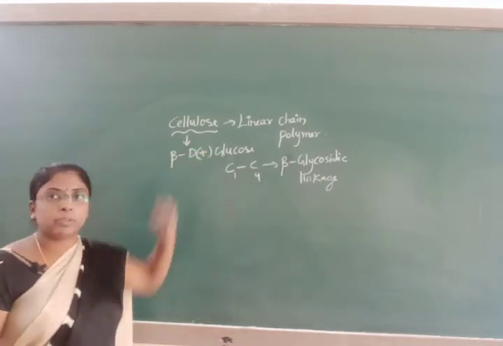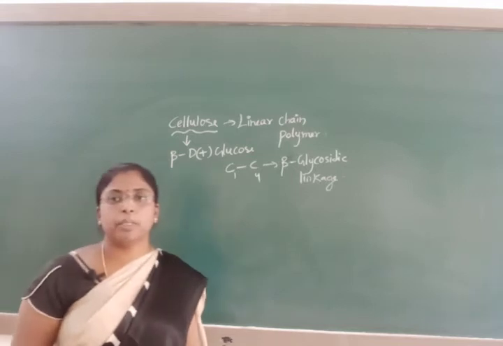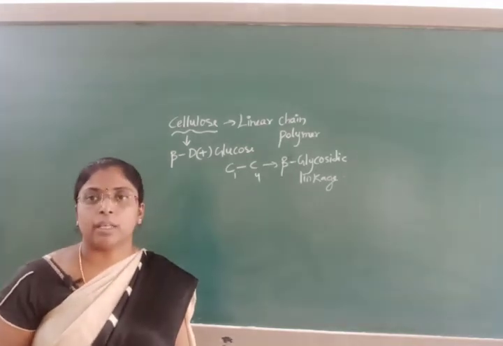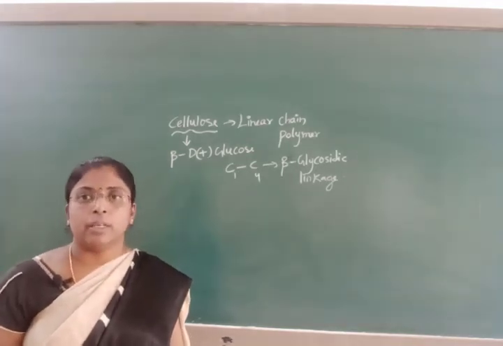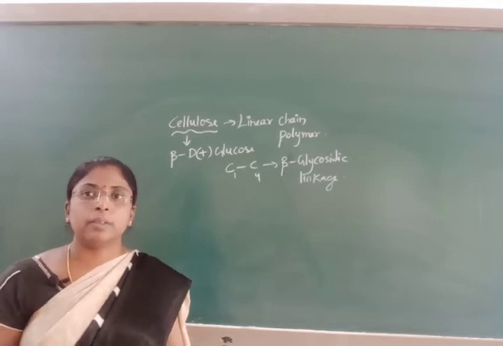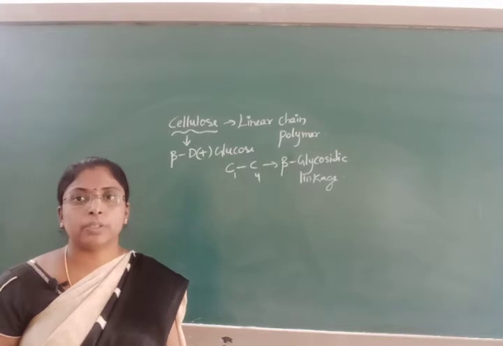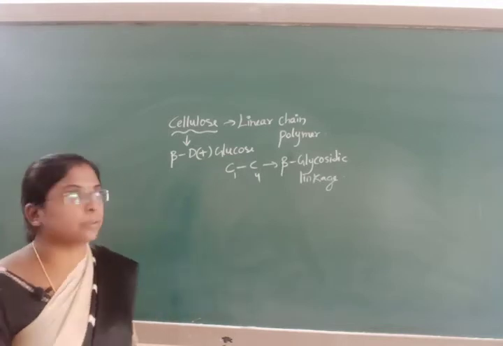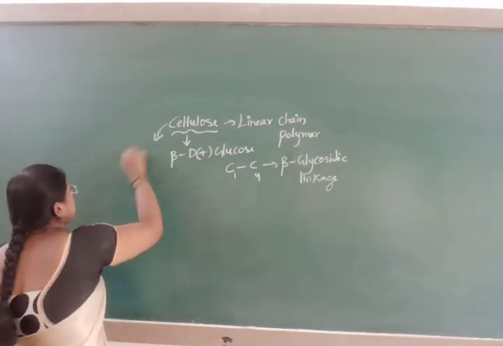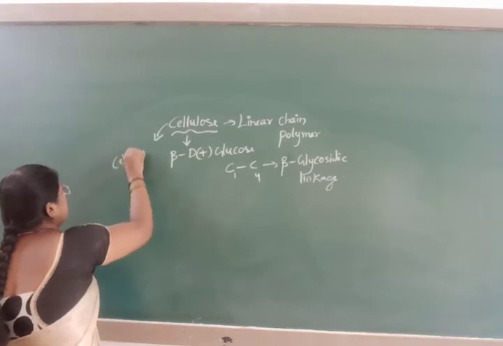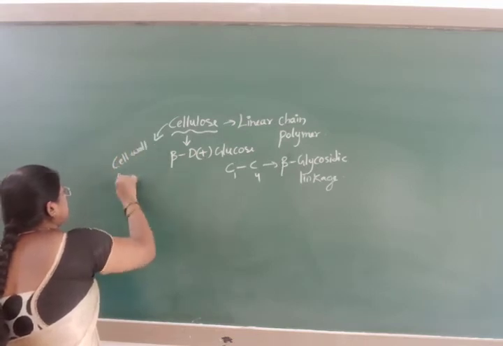Where is the cellulose present? Cellulose is mainly present in the plants as an organic substance. Cellulose is present in the cell wall of plants. The main constituent of the cell wall is cellulose.